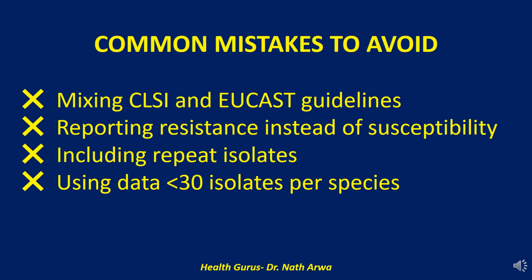Let's recap the top 4 antibiogram mistakes to avoid. Number 1. Stick to one standard. CLSI or EUCAST, not both. Number 2. Always report percent susceptibility, not resistance. Number 3. Exclude repeat isolates. Only the first one counts. And, number 4. Use equal to or more than 30 isolates to ensure statistical validity.